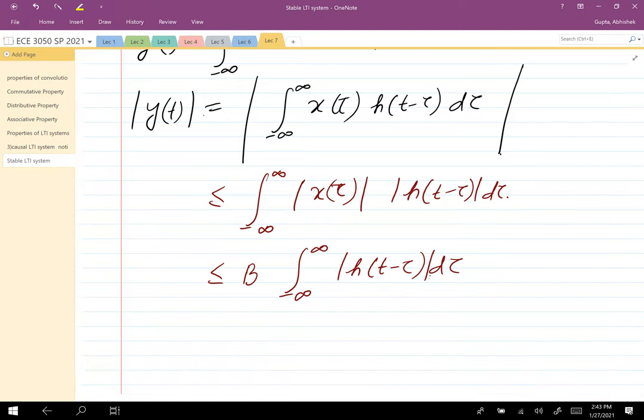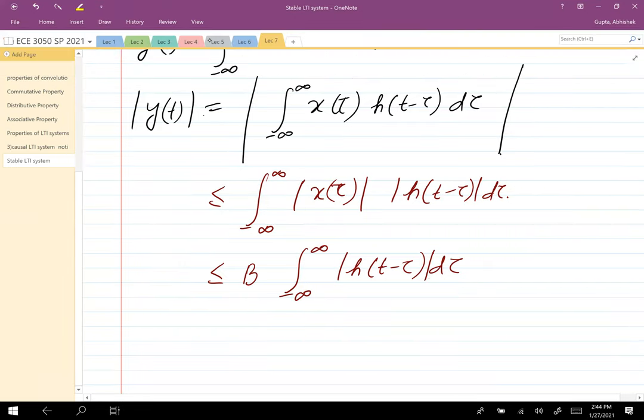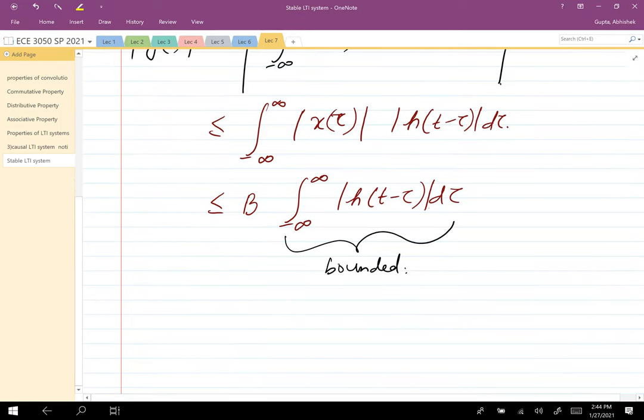So when is the output going to be bounded? Any thoughts? When would the output be bounded? When is y of t less than infinity? Well, in order for that to happen, this quantity must be bounded. So the integral of the absolute value of h of t minus tau d tau must be bounded. And actually this gives us a sufficient condition, but actually it's also necessary.